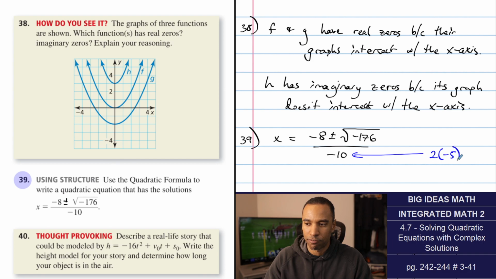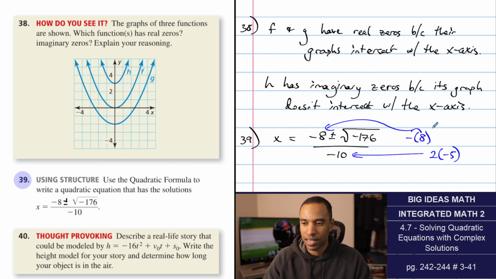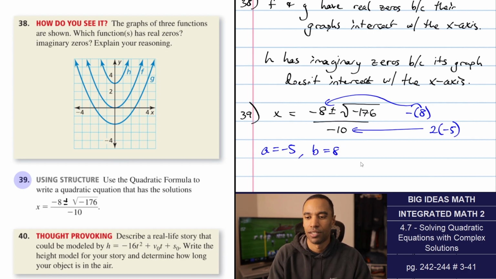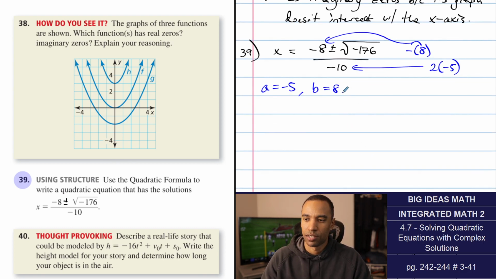So this is the 2a part. This would be 2 times -5, which means my a would be -5. This is the negative b right here. That means my b would be 8 in that case. So it's all about that 4ac. So a is -5, b is 8. So what is c? C is unknown now.